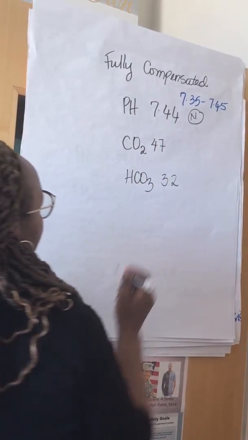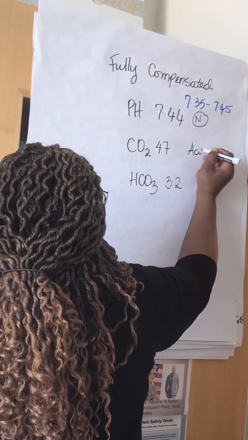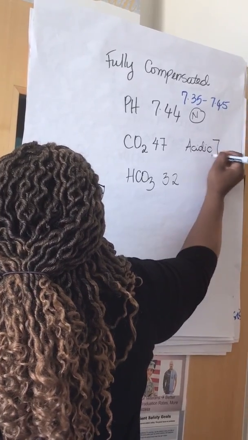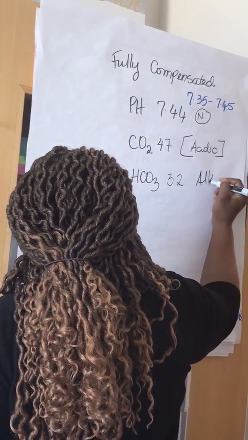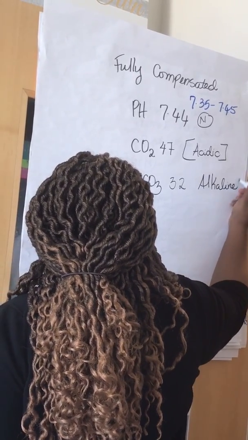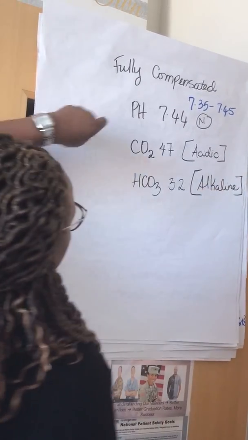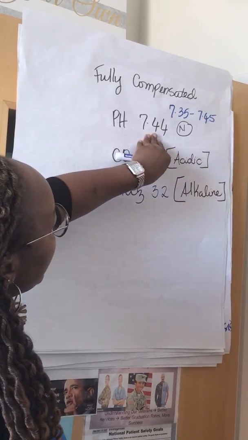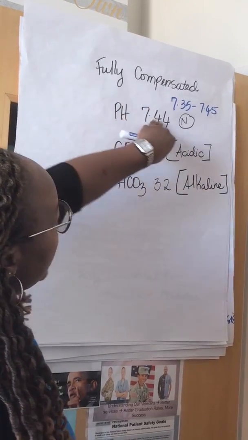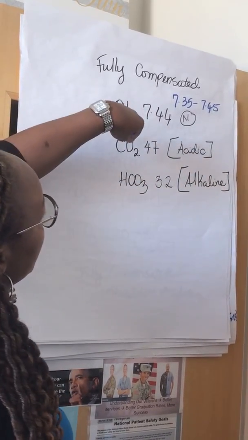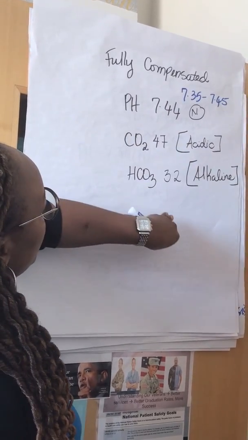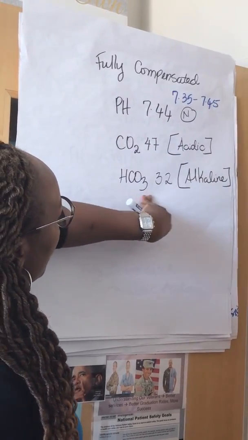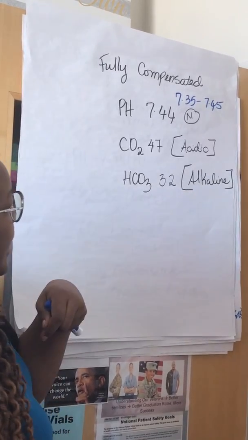CO2 of 47 is acidic because CO2 is an acid. And bicarbonate of 32 is an alkaline. So we know the blood is more alkaline. So here we determine that we are normal, but on the higher range, so it used to be an alkalotic problem. CO2 of 47 is acidic, so we know it was not a respiratory issue. Bicarbonate of 32 is alkaline.